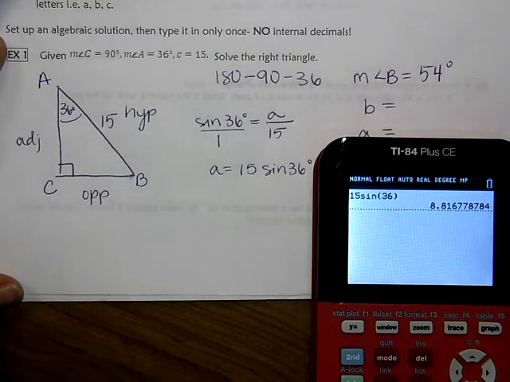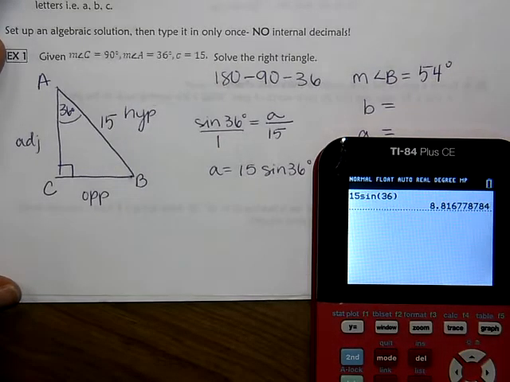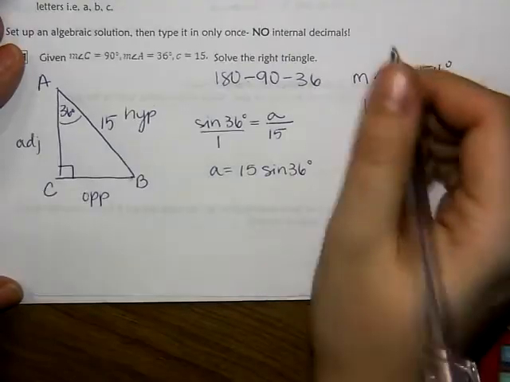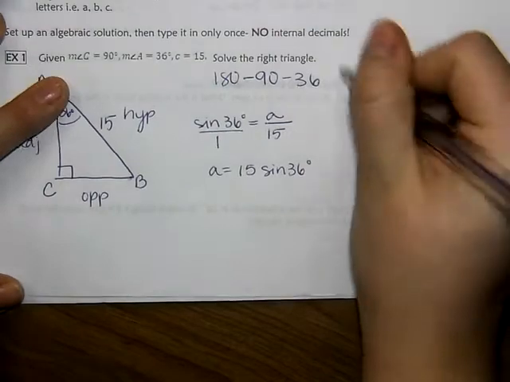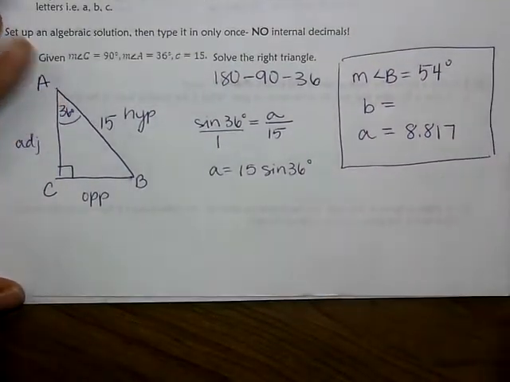8.817. Everybody agree with that? Okay, so over here, 8.817. This is like our answer box, and I'm going to be looking for that every time.